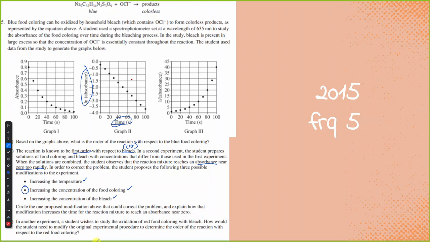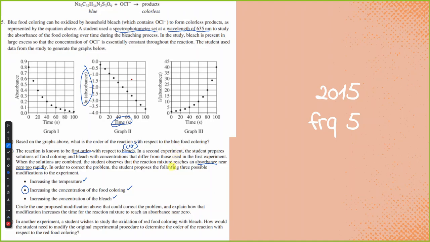Well, obviously, they would need to change their absorbance value on their spectrophotometer, because we know that red is going to absorb a different wavelength of light than the blue is going to absorb. Remember, blue absorbs mostly like the red spectrum. I'm sorry, the orange spectrum. The complementary color of red, I'm not exactly sure what it is, but you would need to change the wavelength so it would maximum absorb for the red.